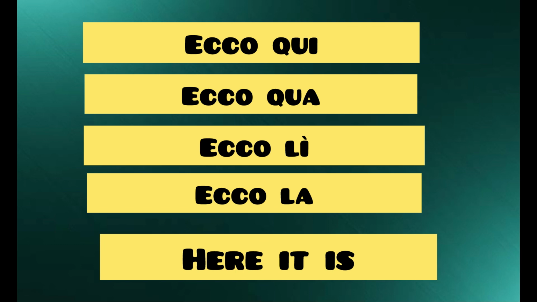Next is here it is. It has 4 different types. Ecco qui, it also means here it is. Ecco qua, ecco lì, ecco là. You can use them in the different situations, okay? Whenever you want, you can use them. Ecco qui, ecco qua, ecco lì, ecco là.